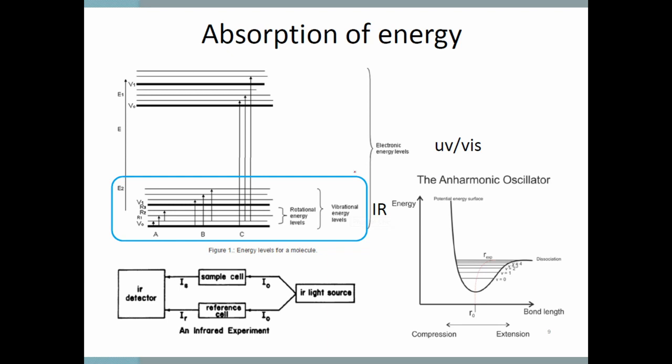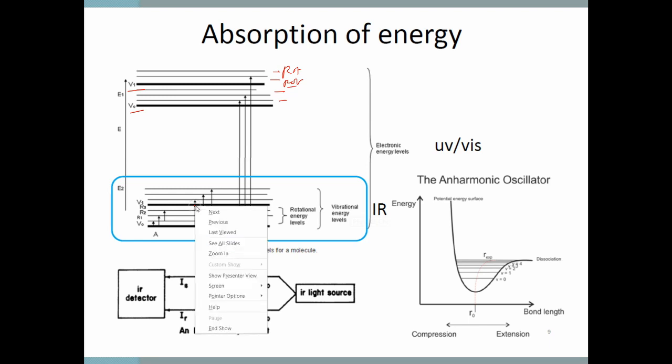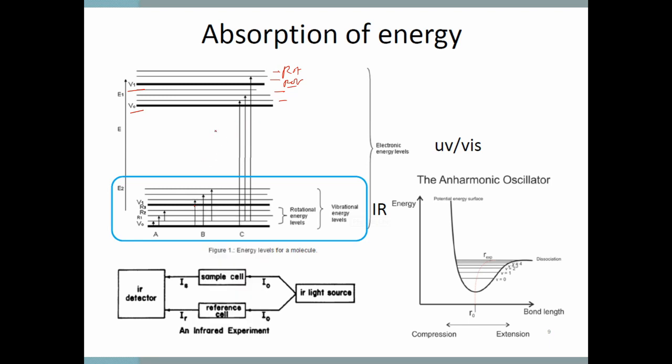The absorption of energy is here given in terms of the energy levels. These are all small energy levels, and this is one vibrational level and this is another vibrational level, and these are the rotational levels. So any transition from ground state V0 to another ground state gives a solid line, whereas the transition from one level to another rotational level gives rise to different lines.